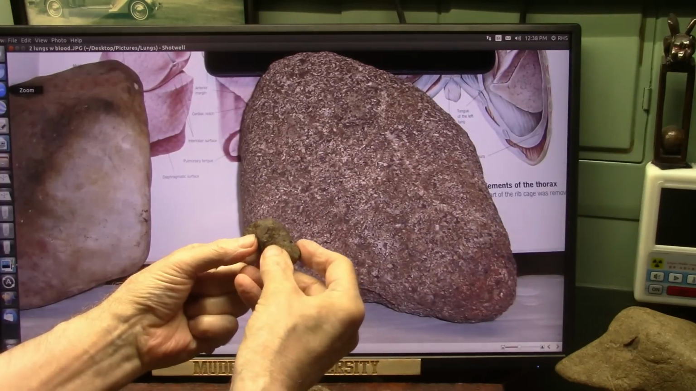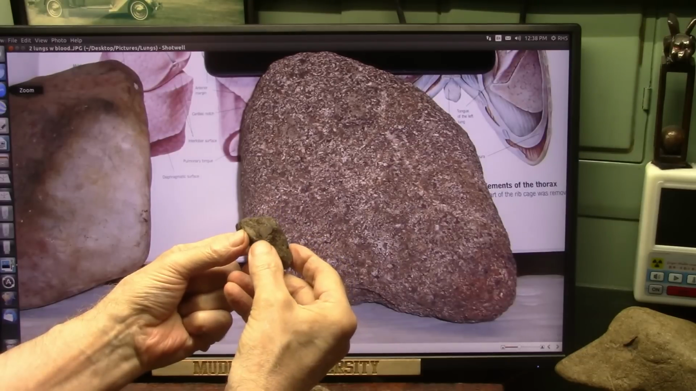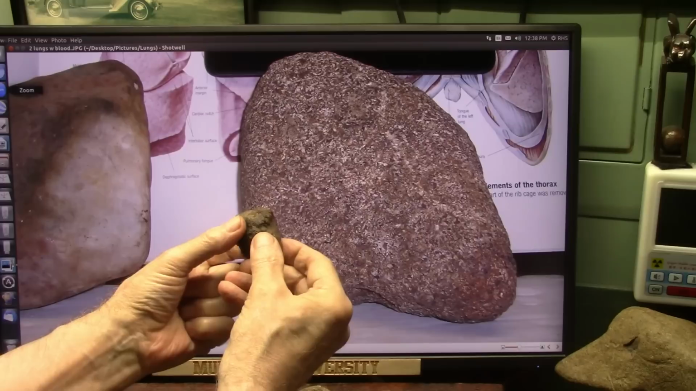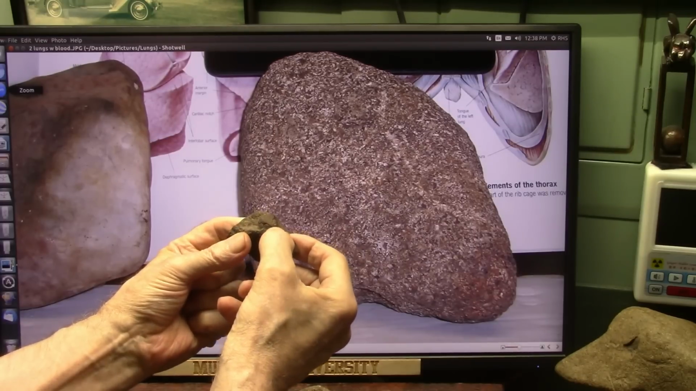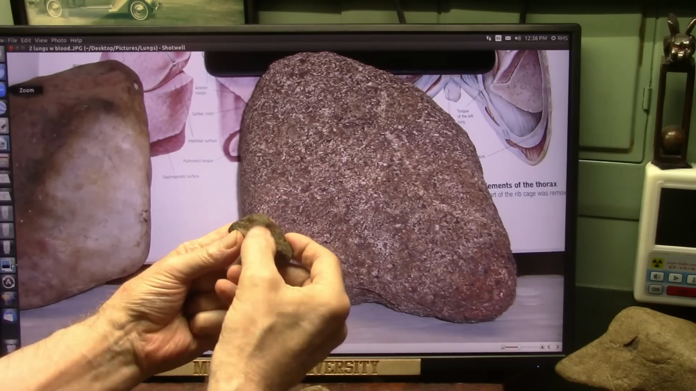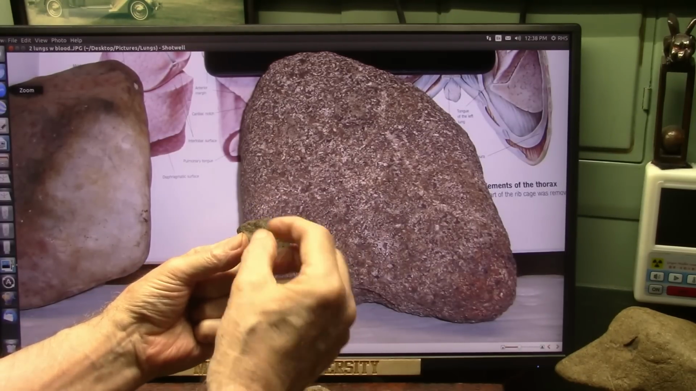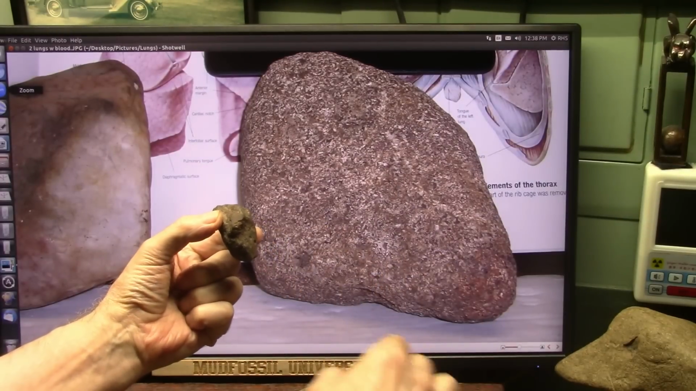Got to get it in the right light. There it is right there. See it laying right over the top of the other thing? I showed this in the microscope. It's a completely different substance, just like this one is.